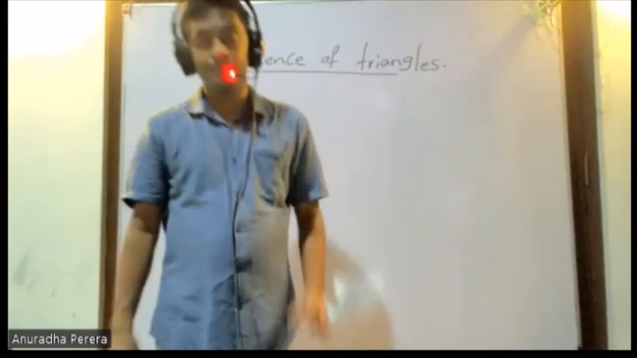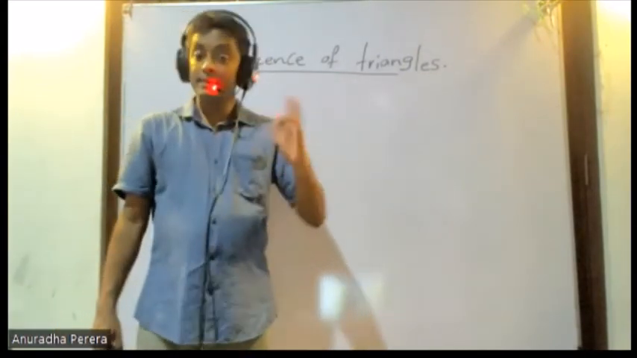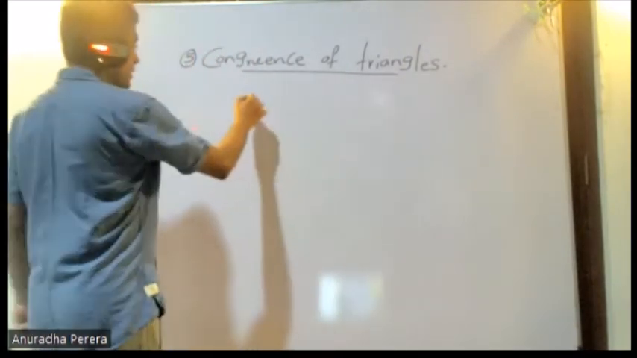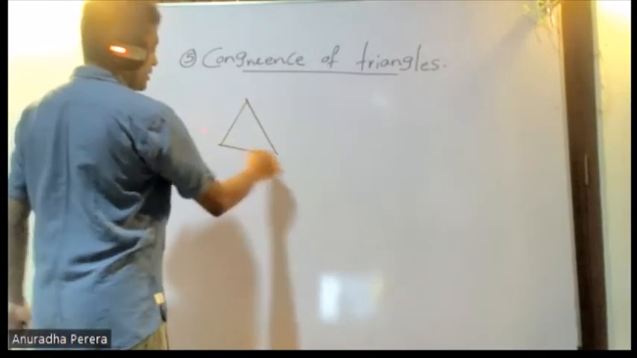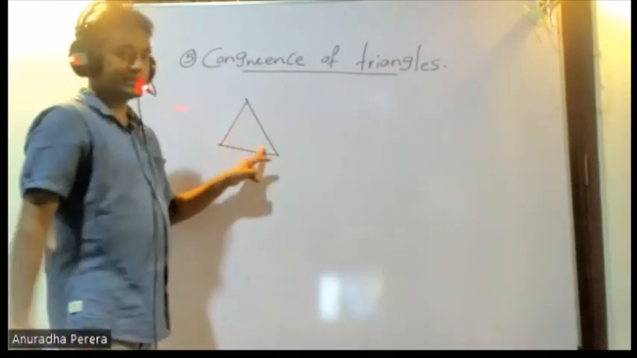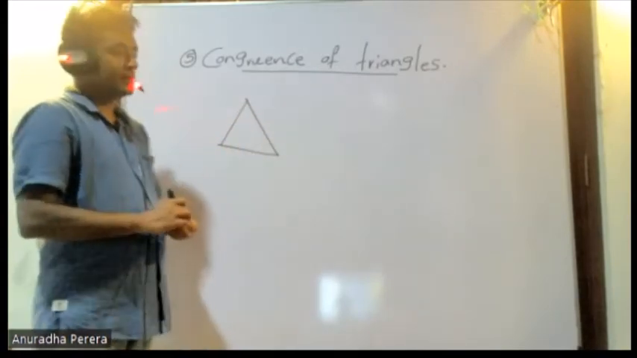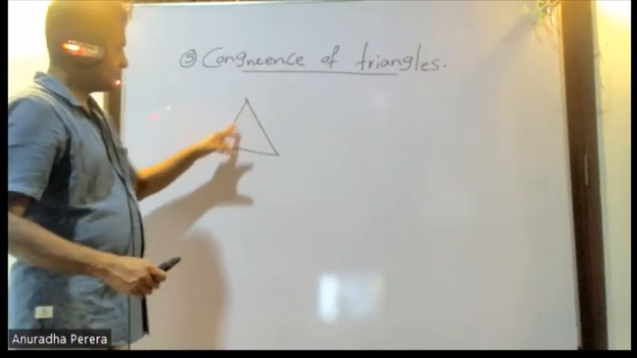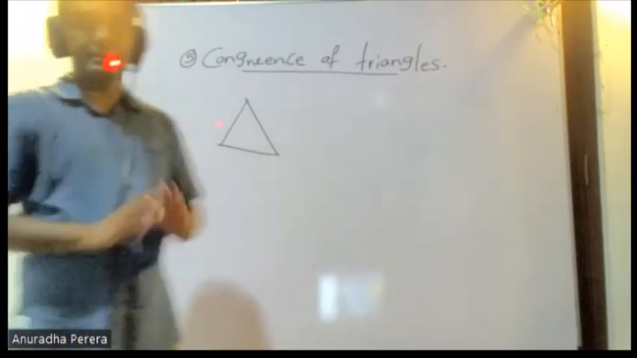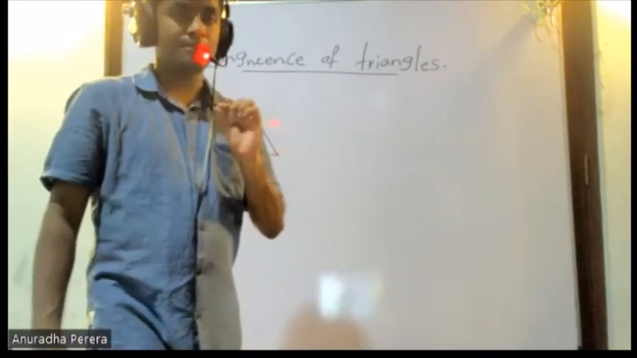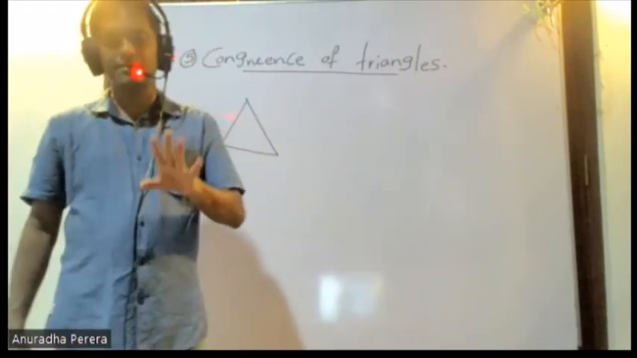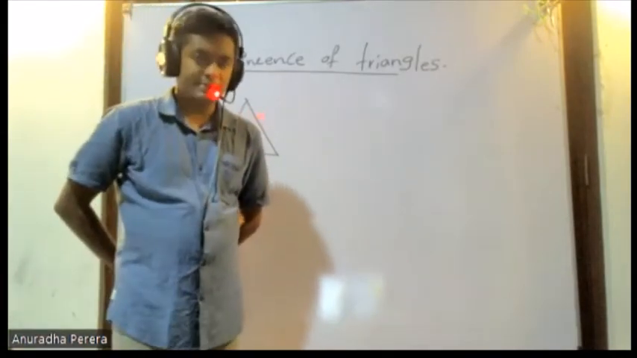What are congruent triangles? What are the elements of a triangle? You know, the elements are the three sides and three angles. Sides and the angles are the elements of a triangle. There are three angles and also three sides.